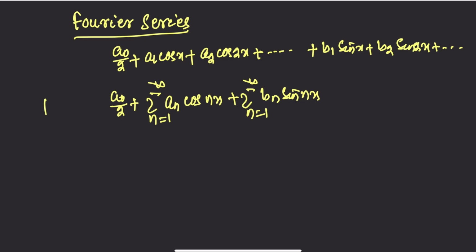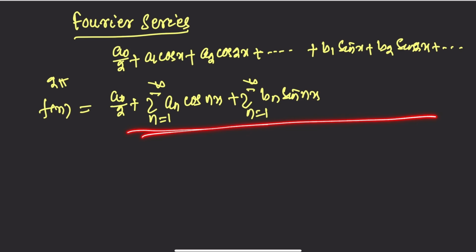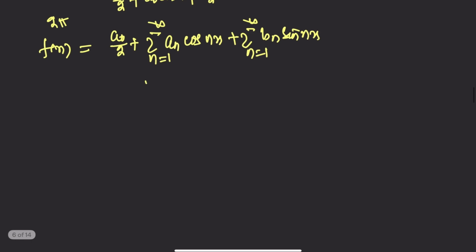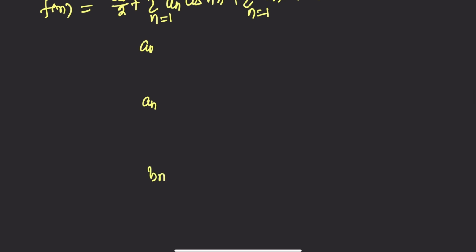So if a function f of x is a periodic function of period 2 pi, then it can be represented by the sum of a trigonometric series, that is, the sum of a cosine series and a sine series. So Fourier series are infinite series that represent a periodic function in terms of a cosine series and a sine series. Here the coefficients a0, an and bn are called the Fourier coefficients.